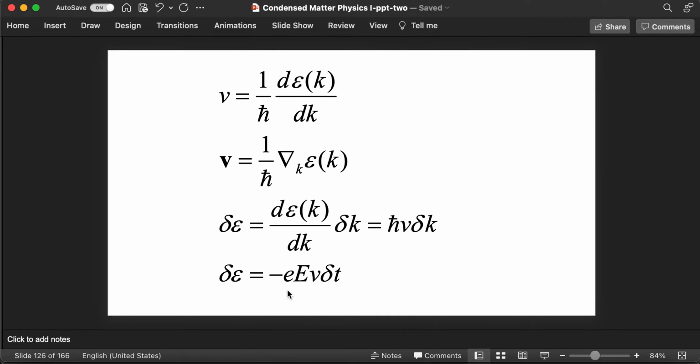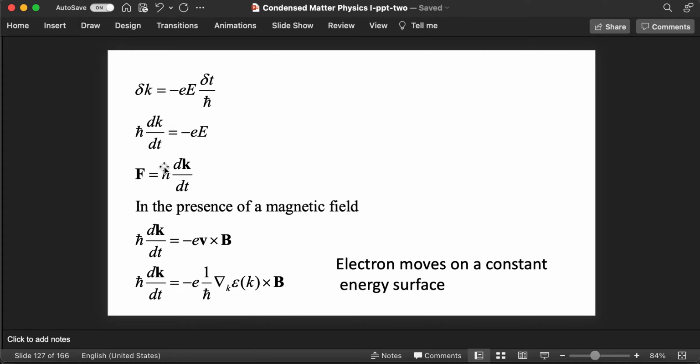This is basically the work done by the electric field in a time delta t. And now I can use those equations and write my delta k as this. Please write this down and do the calculation yourself, otherwise it will be difficult. And I can now write the force as h cross dk by dt.